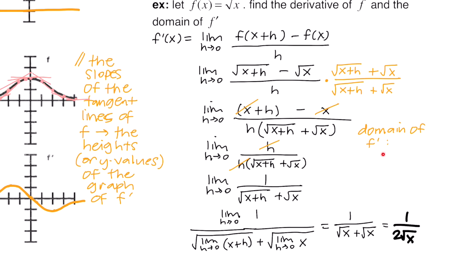To find the domain of f prime, we have two things going on. We have a radical, and normally the domain of a square root is going to be from 0 to infinity. But because the square root is specifically in the denominator, your domain cannot include 0. So that means we're going to go 0, not inclusive, to infinity as our domain.